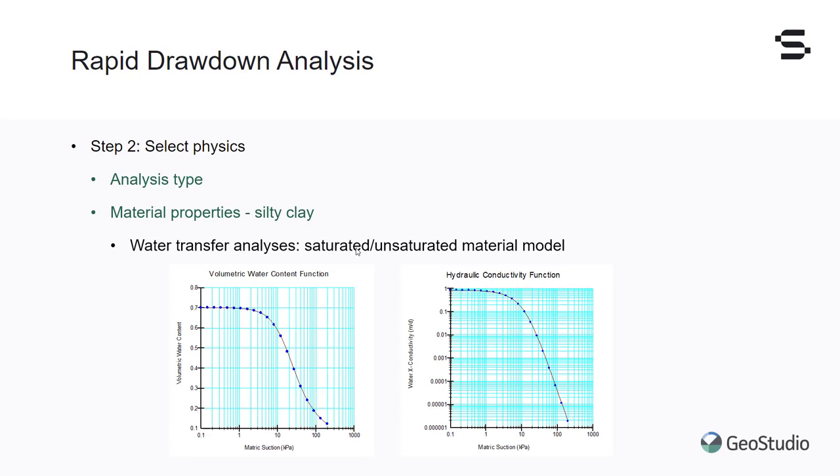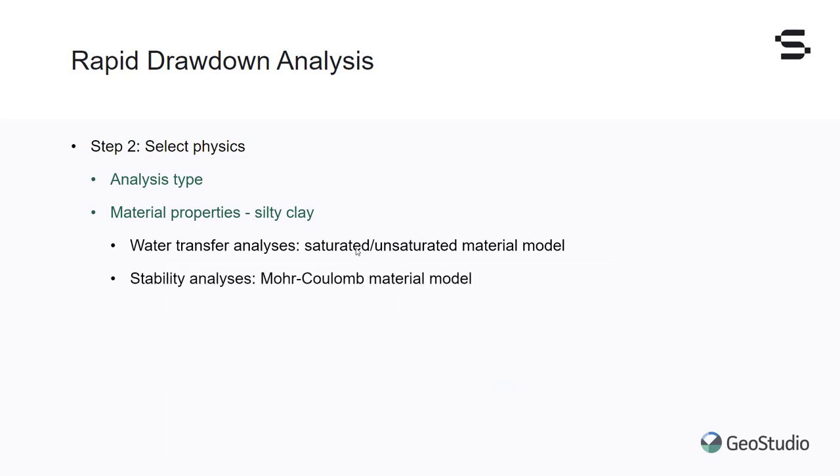Because we expect there to be both saturated and unsaturated conditions within the dam, we will use the saturated-unsaturated material model for the SeepW analyses. This material model requires functions for volumetric water content over pore water pressure, here on the left, and the hydraulic conductivity over pore water pressure on the right, or over suction as shown here. These functions can be estimated in GeoStudio using the provided estimation routines for typical soil classifications. For the SlopeW analyses, we will use the Mohr-Coulomb material model with the given properties for unit weight, cohesion, and the friction angle.